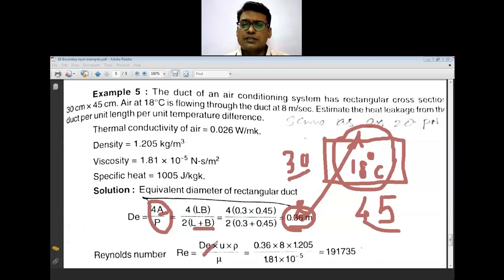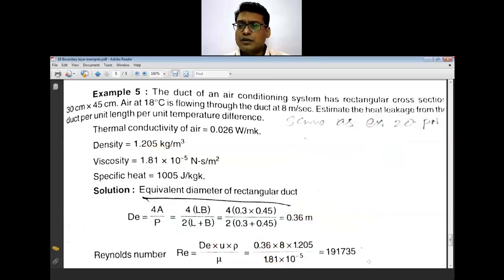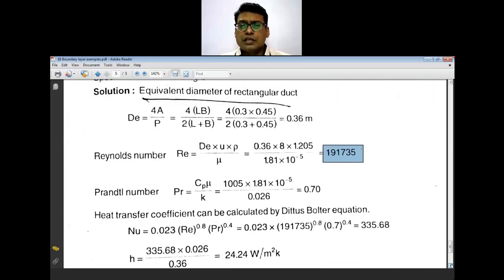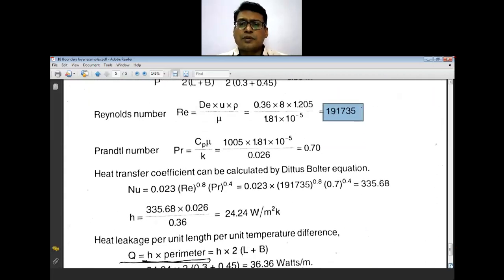So Reynolds number for this is equivalent diameter into the velocity, that is already mentioned, 8 meters per second, the density of the air, that is already mentioned, and the viscosity of the air, that is also mentioned. So Reynolds number is coming as 1,91,700. Then the Prandtl number, which is nothing but Cp mu upon K, its value is coming as 0.7.